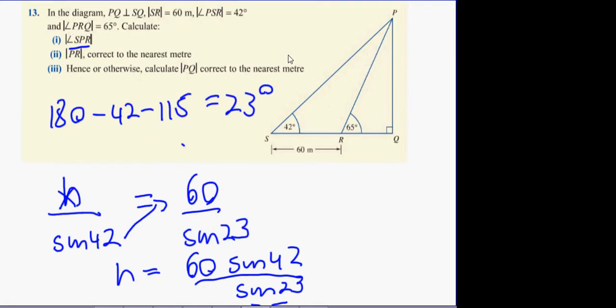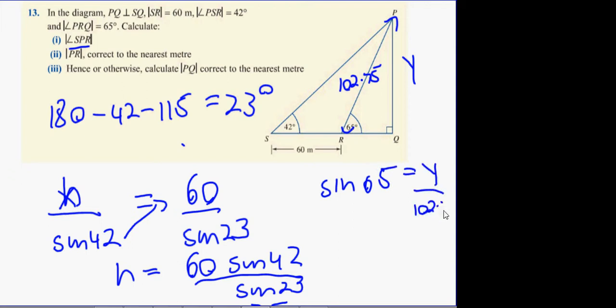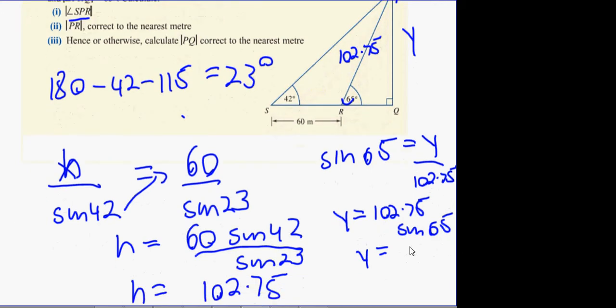Look at the left triangle now. 102.75 from here to here. We need to find out what this is here. Let's call it y. What function links opposite and hypotenuse in a right angle triangle? Sine 65 equals y over 102.75. Cross multiply: y equals 102.75 multiplied by sine 65. What is that in the calculator? 102.75 multiplied by sine 65. 93 points? So it wants me to round off to 93 anyway, doesn't it? Okay guys, that's how you do that question there.